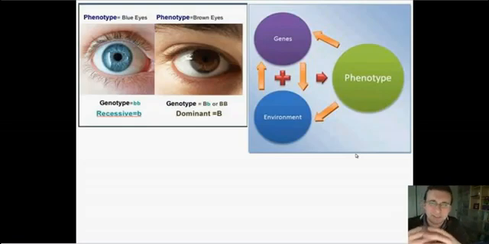Now, that's actually a simplistic way of looking at eye color. I talked about that in the first video, and I talked about the idea that eye color is actually what we call a polygenic trait that has many, many variations, because eye color is actually determined by multiple genes. And we're going to talk about that later too.